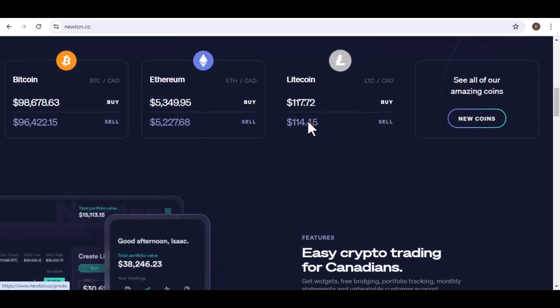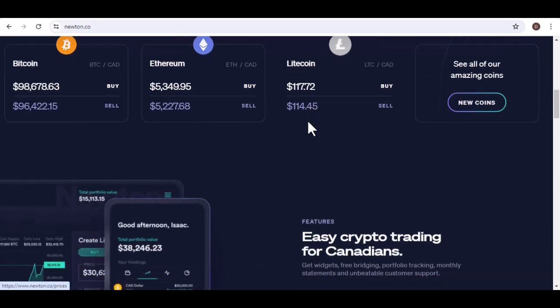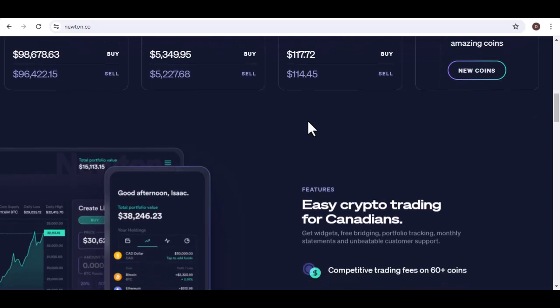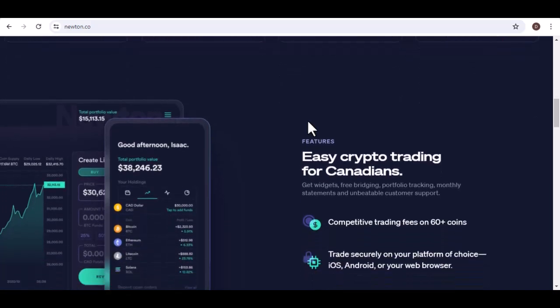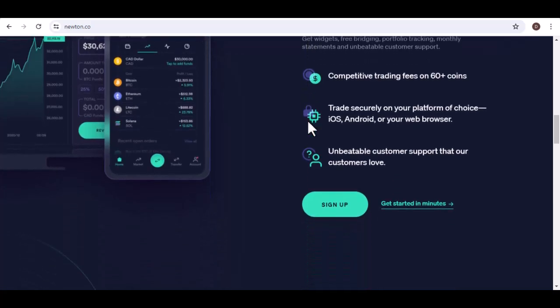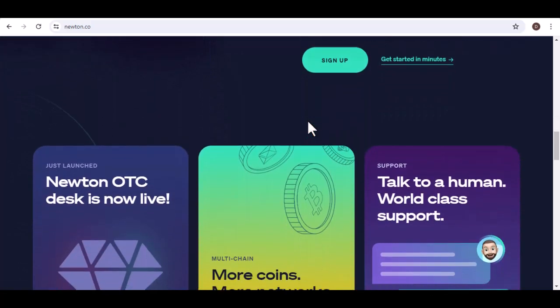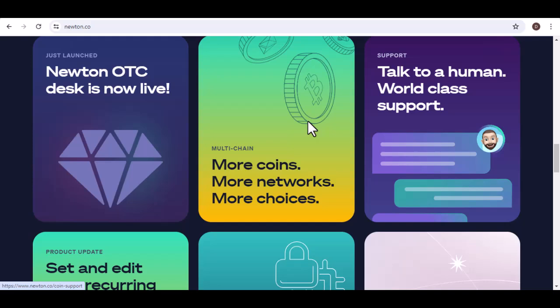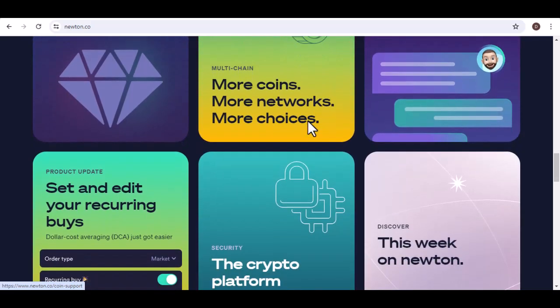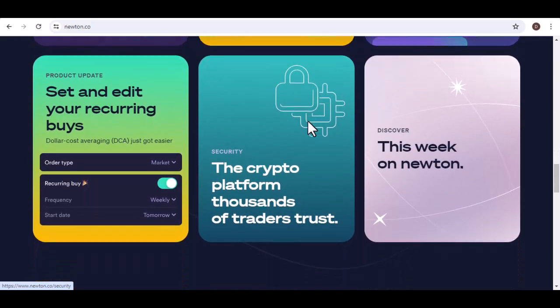With that said, selling crypto on Newton is a straightforward process that can be completed in just a few simple steps. The app's user-friendly interface and secure environment make it a great choice for both beginners and experienced traders. So go ahead and start selling your crypto today.